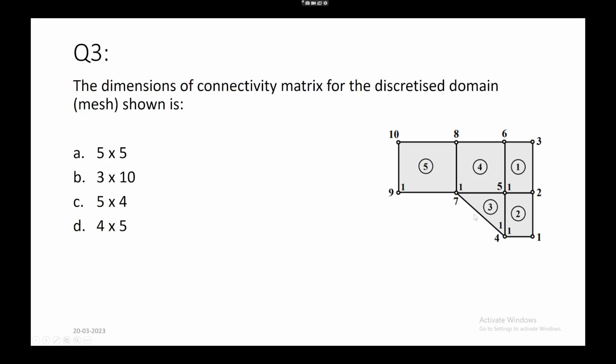So we just saw, right? What is the number of rows and what is the number of columns? Based on that, can you guess the dimension of the connectivity matrix for this domain? That will be 5 into 4. Yeah, 5 into 4. So 5 is the total number of elements, right? We just counted it.